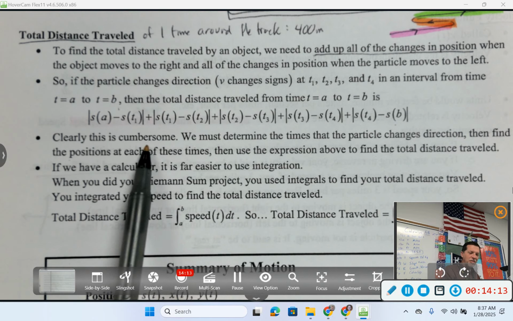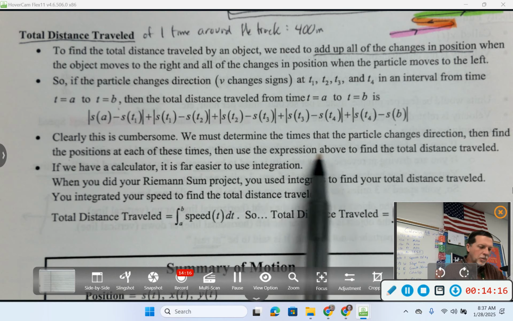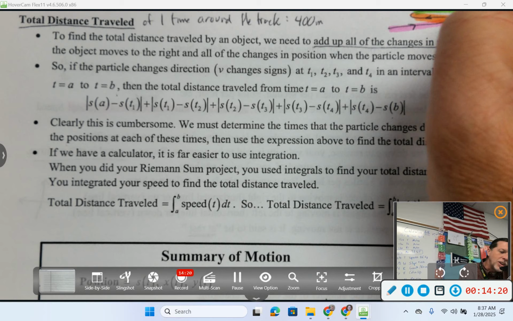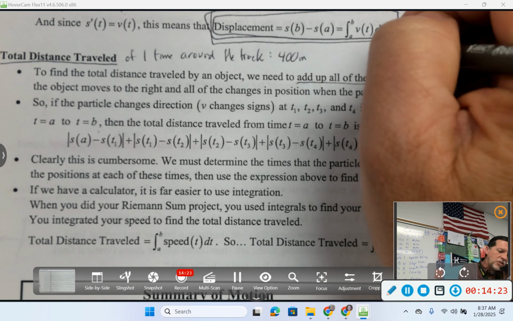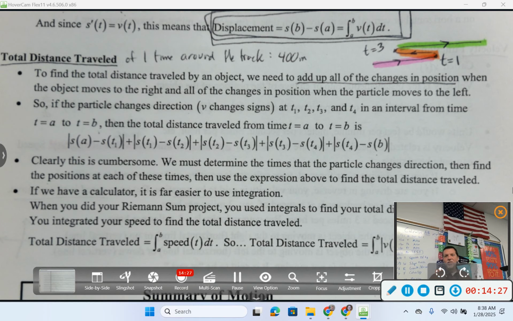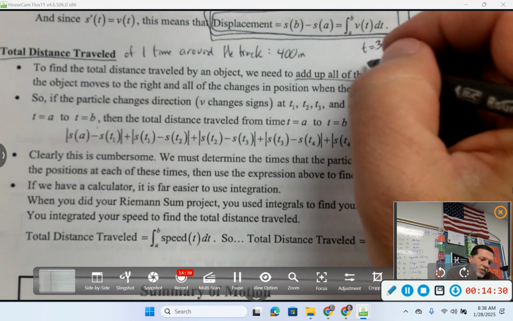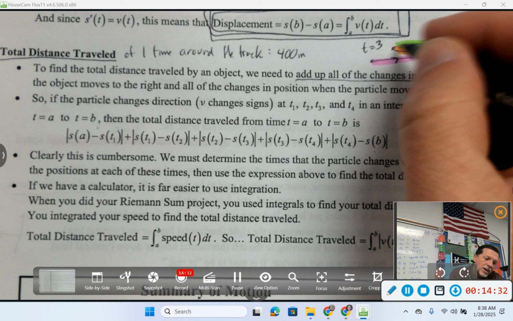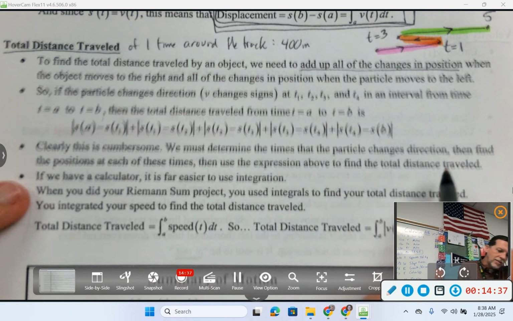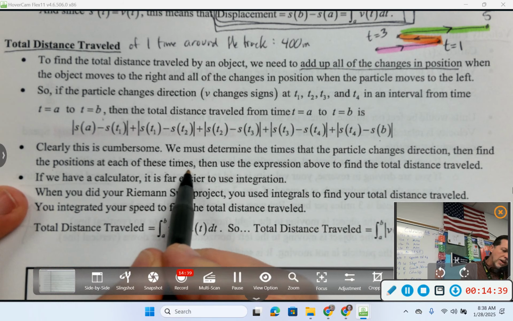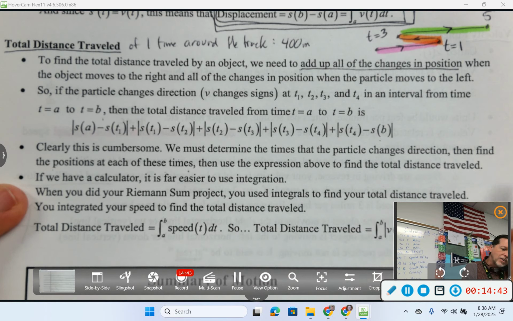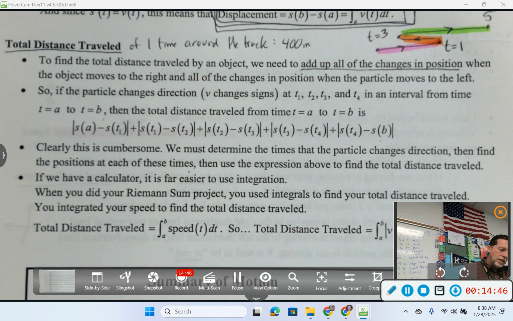Clearly, this is cumbersome. We must determine the times that the particle changes direction, right? You remember doing that? Oh yeah, this was t equals 1. And then maybe it changed over here at t equals 3. And so we had to get the distance from 1 to 3, but also the distance from 0 to 3, or 0 to 1, and 3 to 5, or whatever. Just, it was a pain. Because you had to find positions at each time, and then use that absolute value thing, make sure everything's positive, to find the total distance traveled.